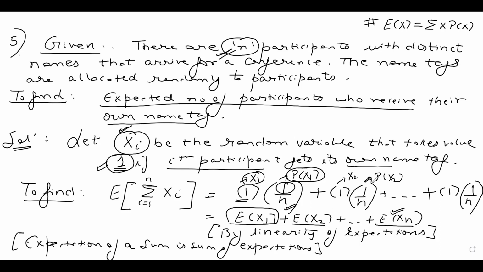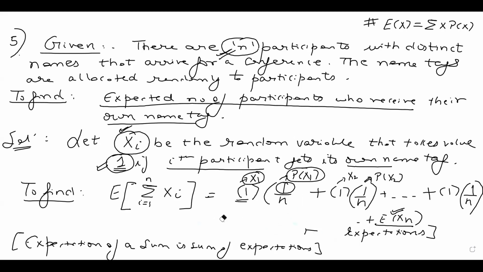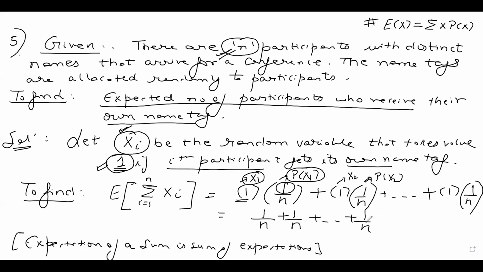So basically, guys, what are we doing? If I erase this particular part off, you can clearly see that 1 upon n is getting added how many times? 1 upon n is added n times. So if I am adding 1 upon n, n times, my answer is n into 1 upon n, which is equal to 1. This is the correct answer for this question.